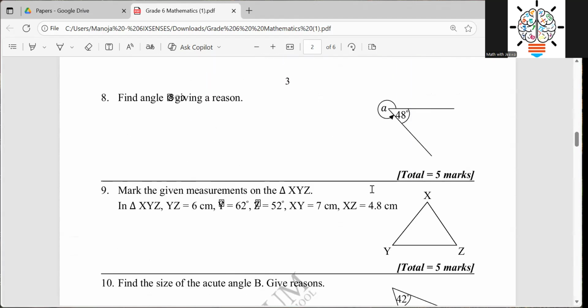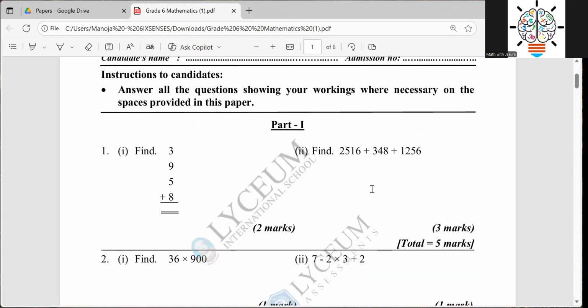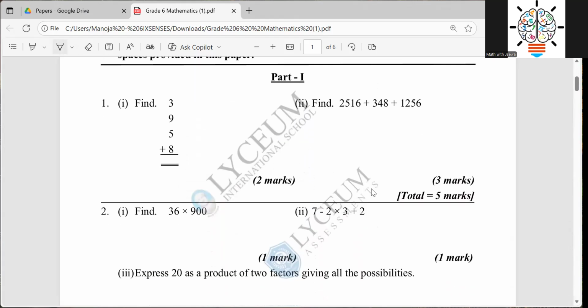Okay, so we will start the discussion without wasting time. Question number 1: these are very easy things, but you should know to follow the instruction. If you have a sum like this, you start from here: 8 plus 5, 13, then 13 plus 9. 8 plus 5 is 13, and 13 plus 9 is 22, and 22 plus 3 is 25. You write here 25.